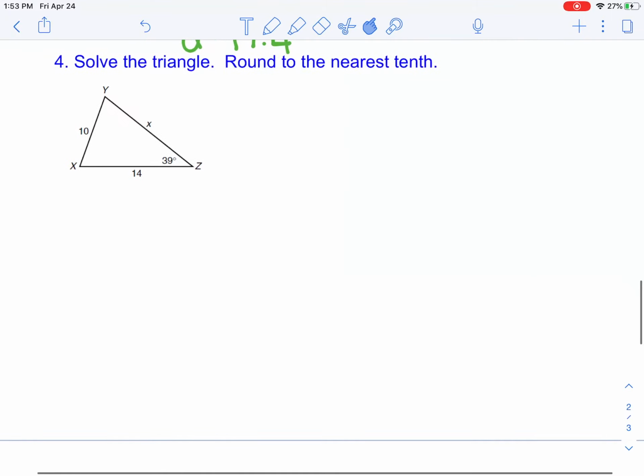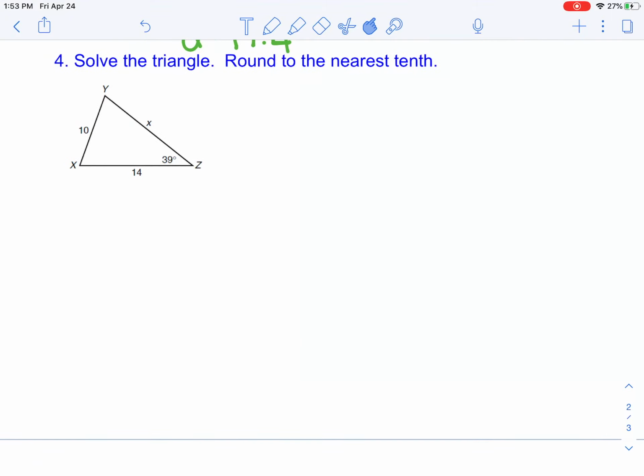At this time, I would recommend giving the next problem a try on your own, and then you can resume it when you're ready to check your answer.